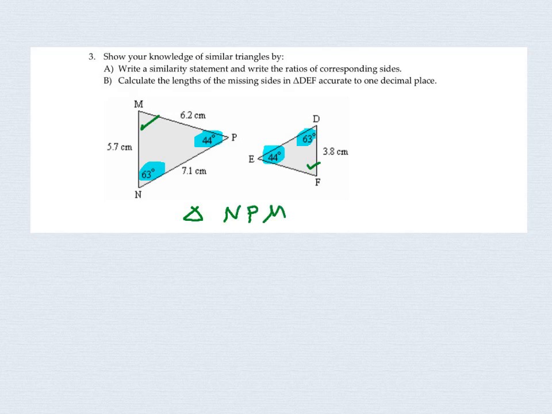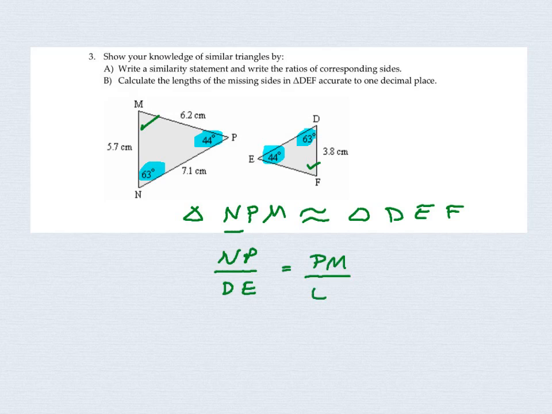From the 63 to the 44 to the check mark is similar to triangle DEF. Now, corresponding sides: once you have your similarity statement, you can find the corresponding sides by using it alone. For example, you could say NP is proportional to DE. You could say PM, the other side, is proportional to EF.